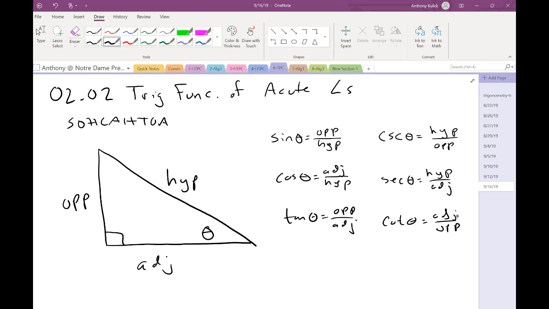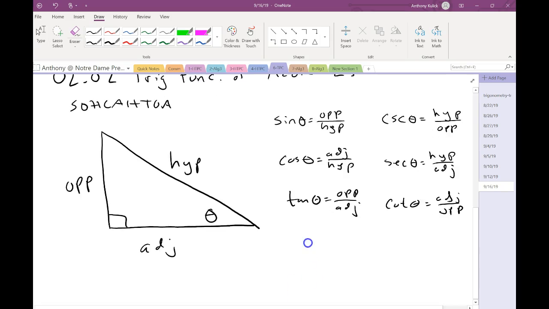So what we're going to do now is we're going to do some examples of applying this information and doing some example problems of the sorts of things you'll have to do in the homework.